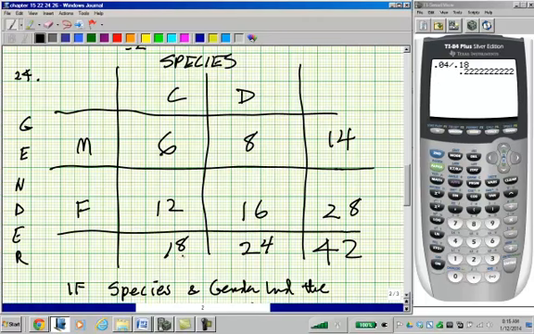Now we know that 18 of the dogs and 6 of the cats are male. So here's the male line right here. So we have 6 cats and 18 dogs that are males. We know we have 42 animals altogether. So we have 24 that are male, which means we got 42 minus 24, which is 18 females.